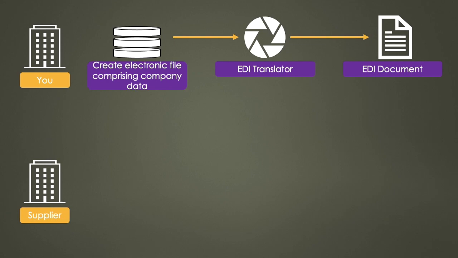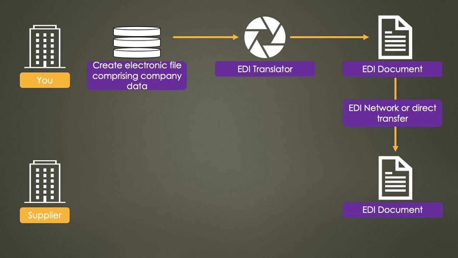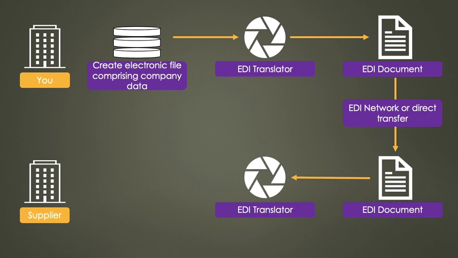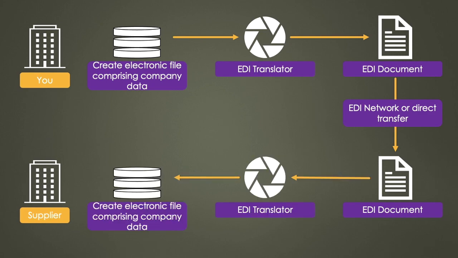There are several ways you can connect to your business partner. In most cases, you would either connect directly using a secure internet protocol, or connect to an EDI network provider, or use a combination of both. Your business partner would do the reverse then. He would receive the EDI document, use the translator, and create an electronic file comprising his company data.